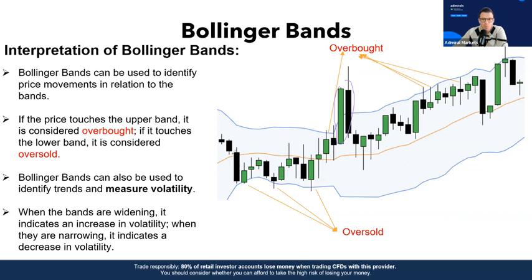When the bands are widening, like here, comparing to here, it indicates an increase in volatility. And when they are narrowing, like we said before, it indicates a decrease in volatility.